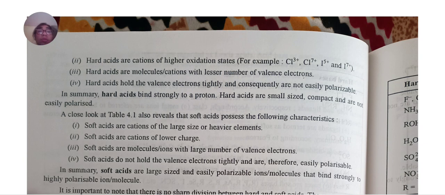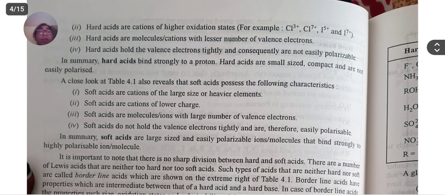A close look also reveals that soft acids possess the following. Soft acids are cations of large size. Soft acids are cations of lower charge. Soft acids are molecules or cations with a large number of valence electrons. Soft acids do not hold the valence electrons tightly and are therefore easily polarizable. In summary, soft acids are large sized and easily polarizable ions that bind strongly to highly polarizable ions or molecules.